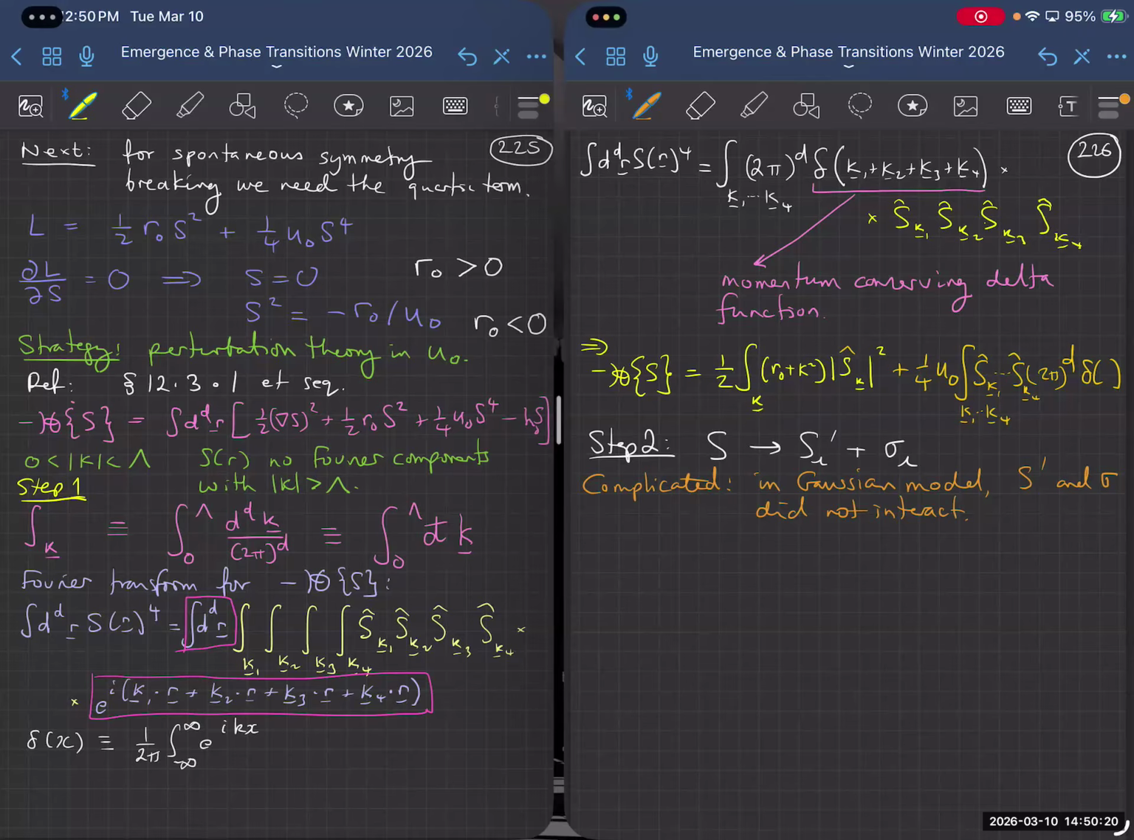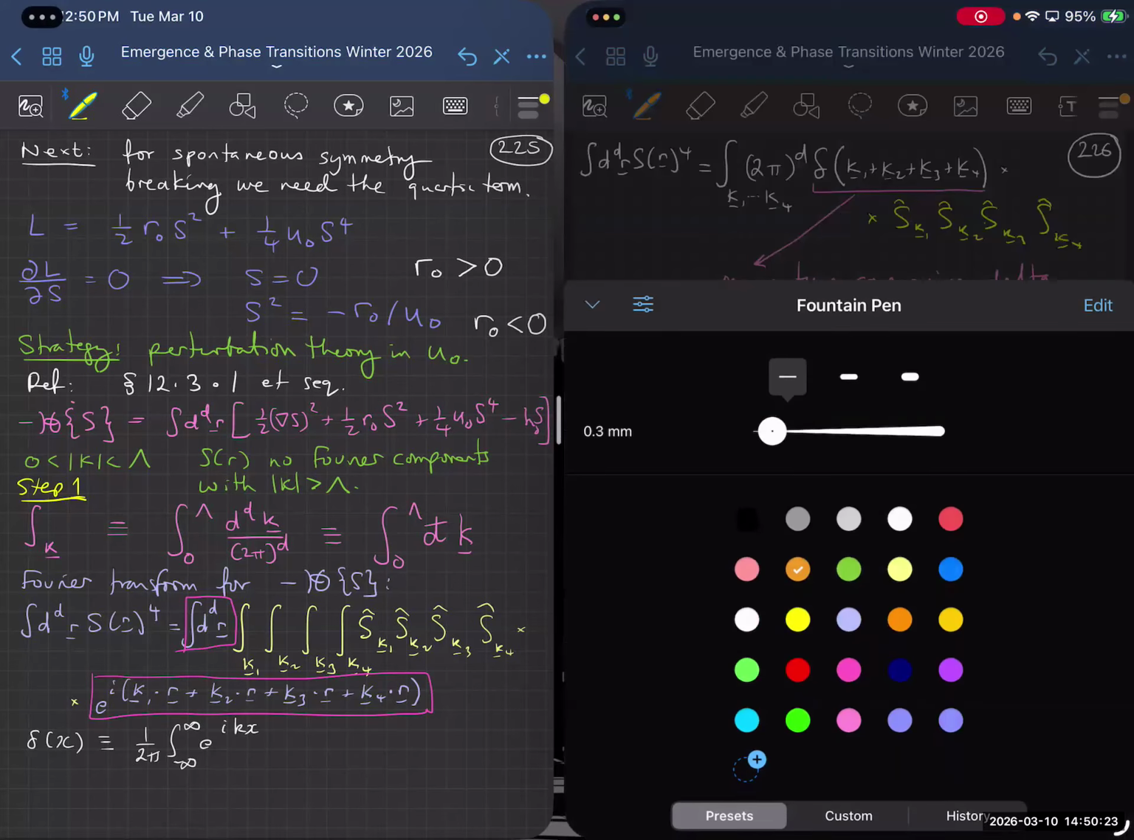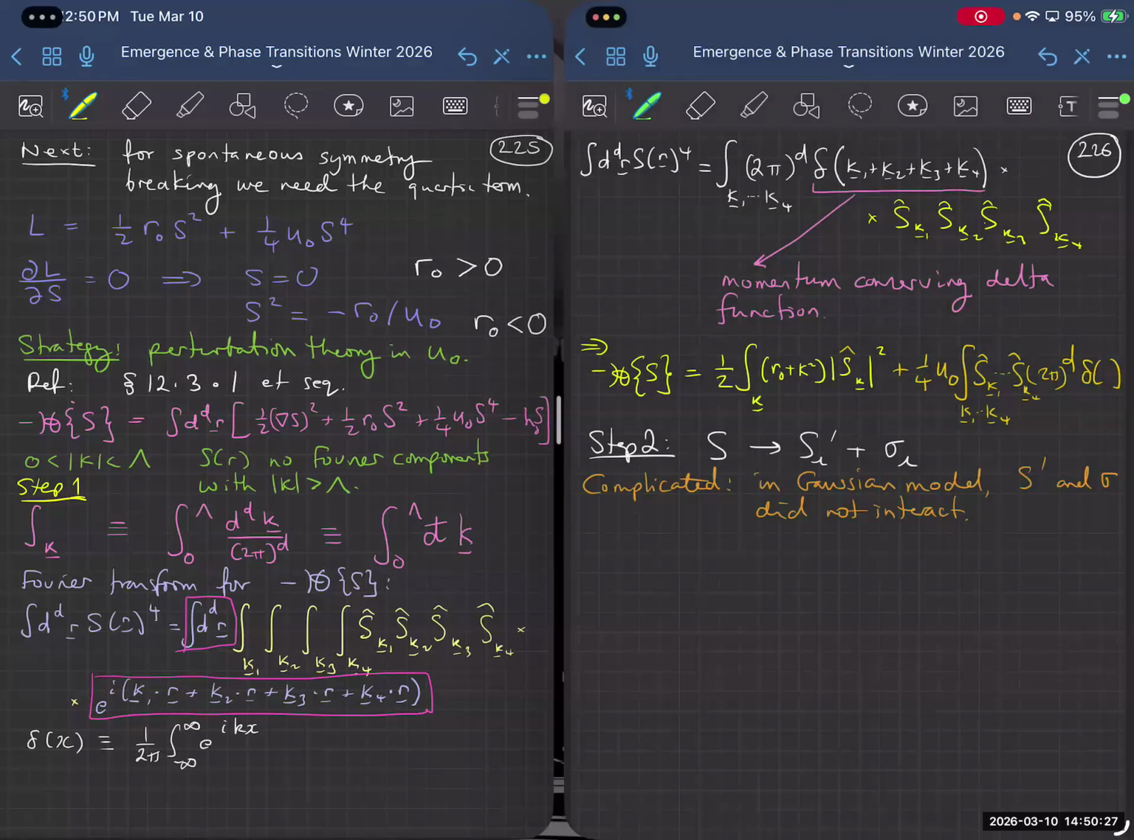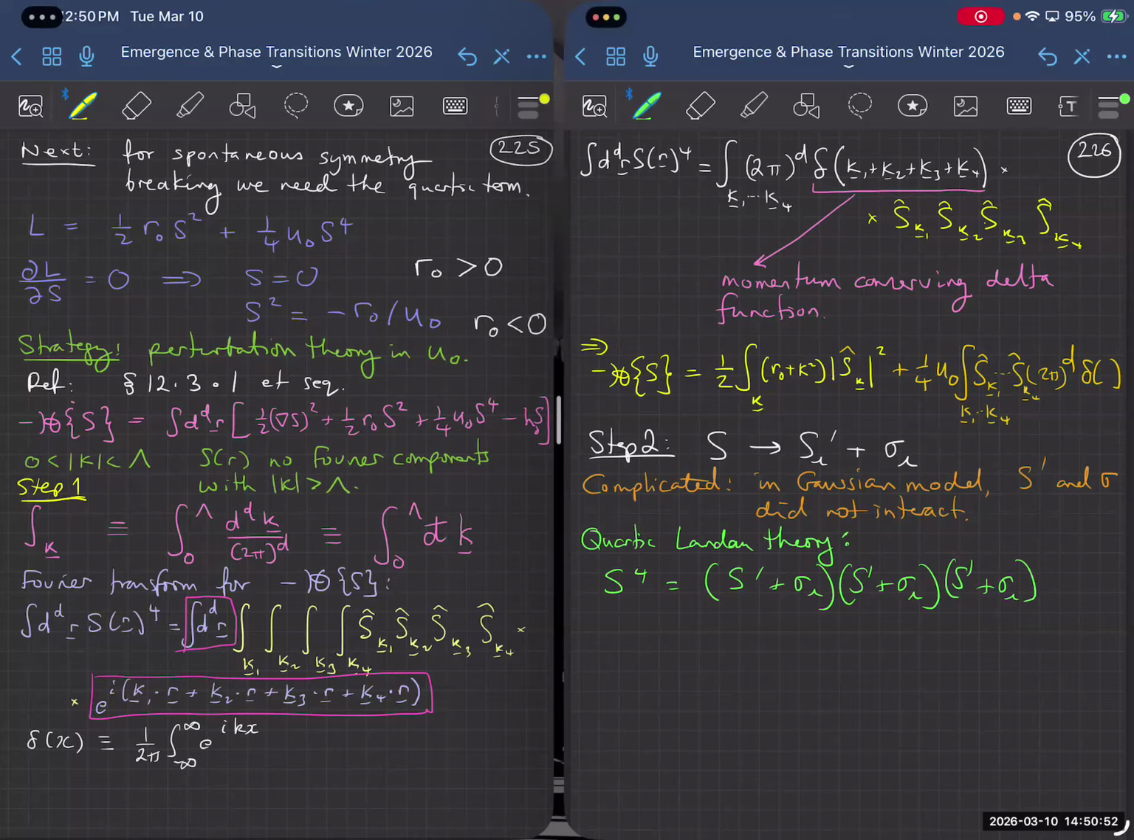But now what's going to happen in the quartic case, in the full quartic Landau theory, is that s to the fourth is now going to be symbolically s prime plus sigma L, and there's going to be 4 of them: s prime plus sigma L, s prime plus sigma L, s prime plus sigma L, s prime plus sigma L. So there's going to be 4 of these things, and when we multiply them out, we're going to get every combination of s's times sigmas.